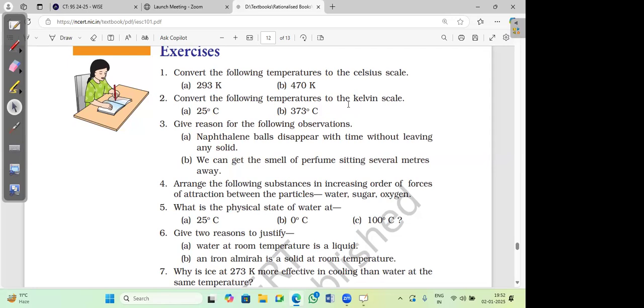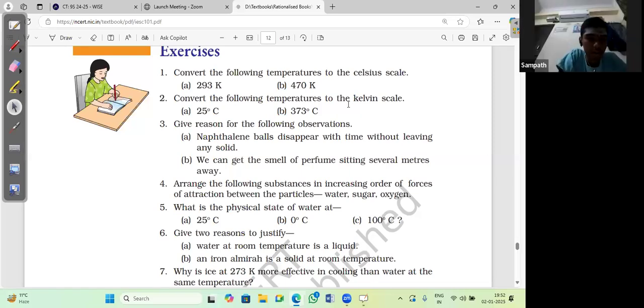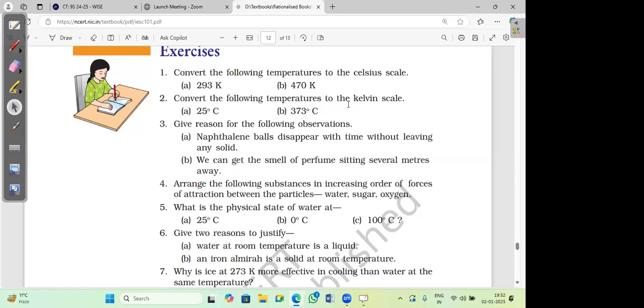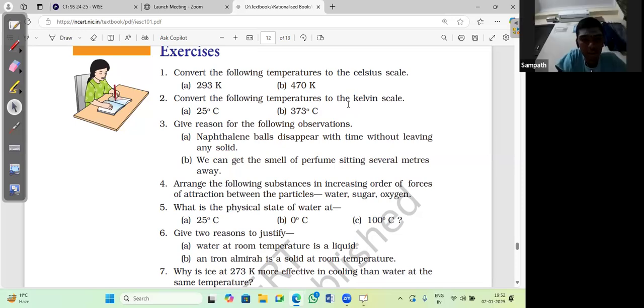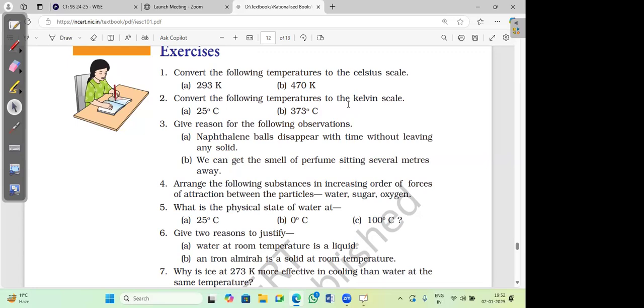Arrange the following substances in increasing order of forces of attraction between the particles. Sir, oxygen, water, sugar. Okay, oxygen is a gas, then water, which is liquid, and then sugar. So sugar has the maximum amount of forces of attraction.